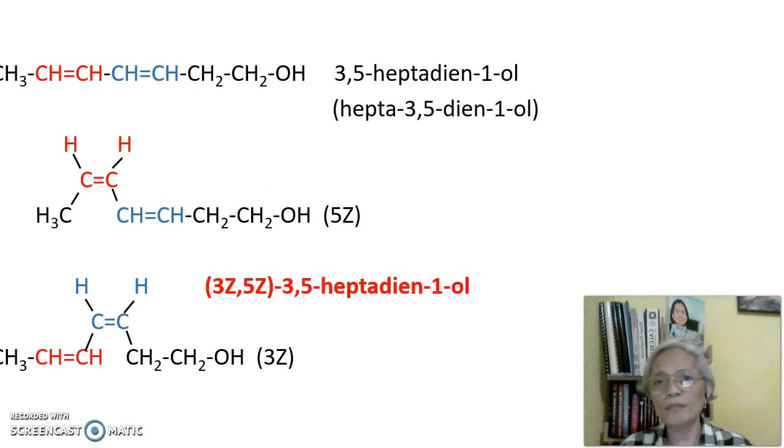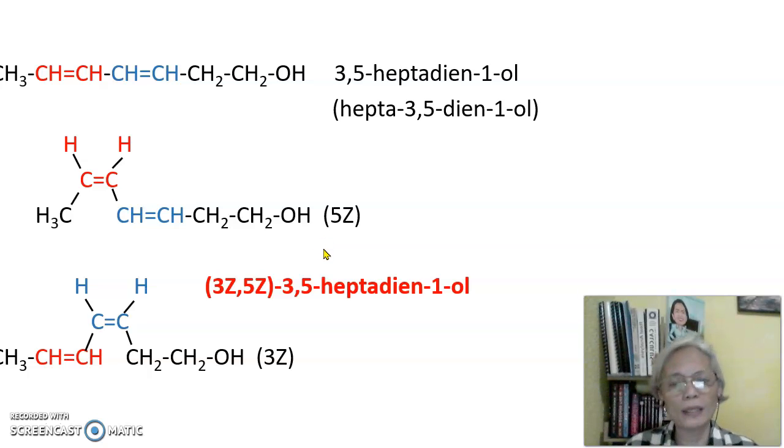Okay, so we have multiple double bonds. For example, we have here 3, 5. Hepta, meaning there are 7 carbons, and double bonds occur at carbon numbers 3 and 5. OH is attached to carbon number 1. So we have 3,5-heptadien-1-ol. But since there are double bonds, we have to be careful with the geometric isomerism, Z or E.